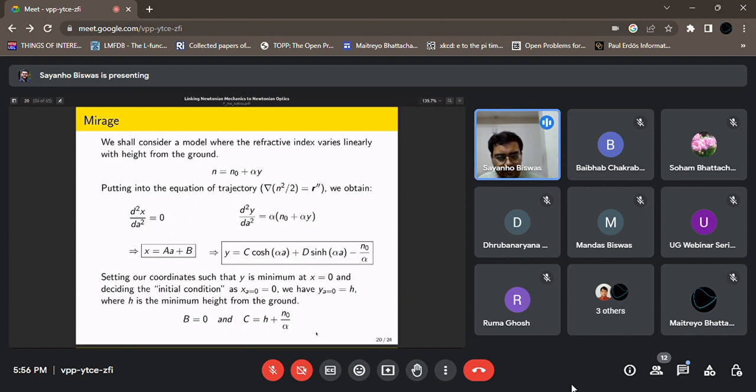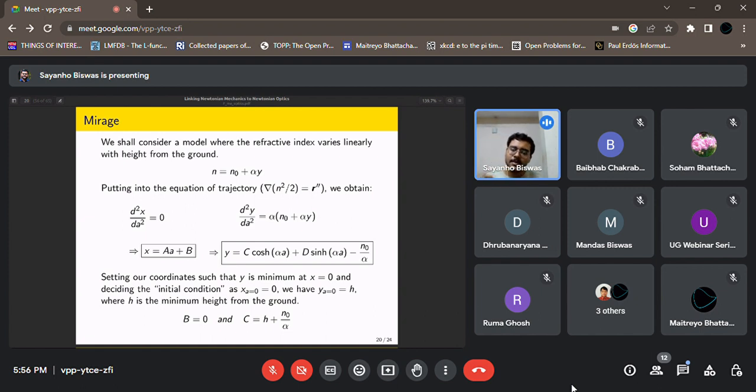One thing we can clearly see: does n depend on x? No, n does not depend on x. N only depends on y. So n square naturally will not depend on x.